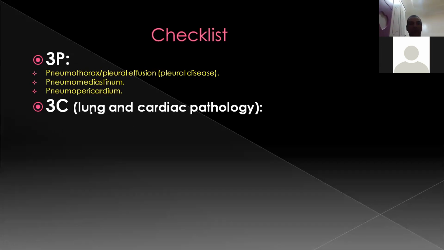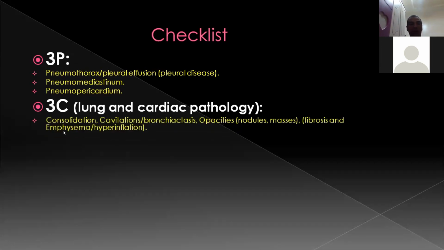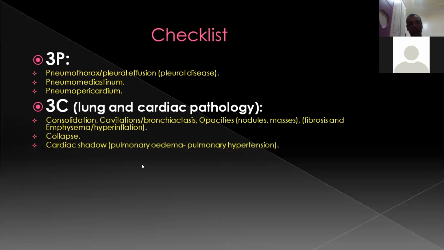We have 3C for the lung and the cardiac pathology: consolidation, collapse, and the cardiac shadow. If we go to the consolidation, you are searching for any lung pathology at this point. You can see consolidation and cavitation. Cavitations may be bronchiectasis also. And we also need to search for any opacities in the lung. Opacity includes nodules if it's small. If it's larger than 3 centimeters, it will be masses in the lung.